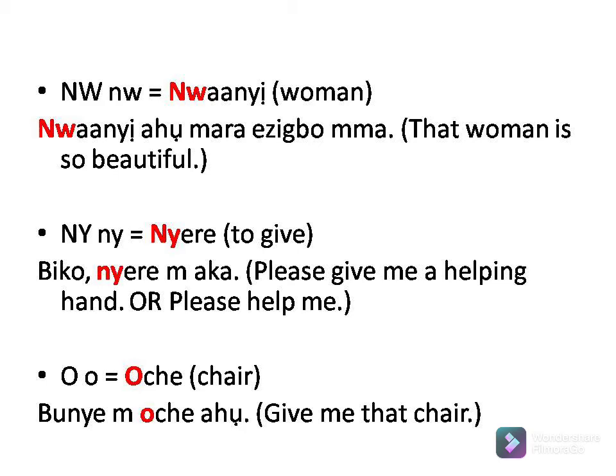And in the sentence, we have nwaanyị ahụ mara ezigbo mma. Nwaanyị ahụ mara ezigbo mma, which means that woman is so beautiful.